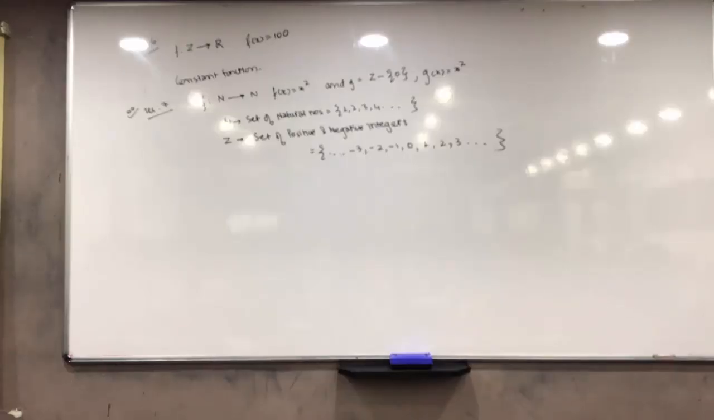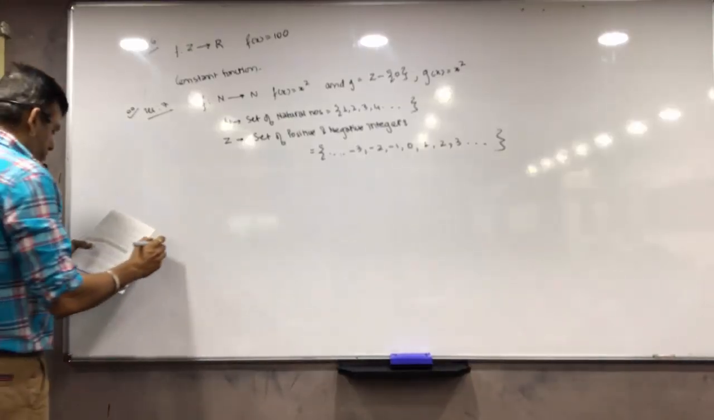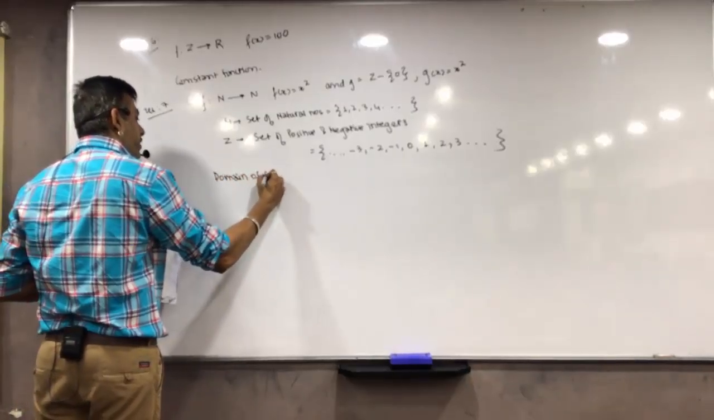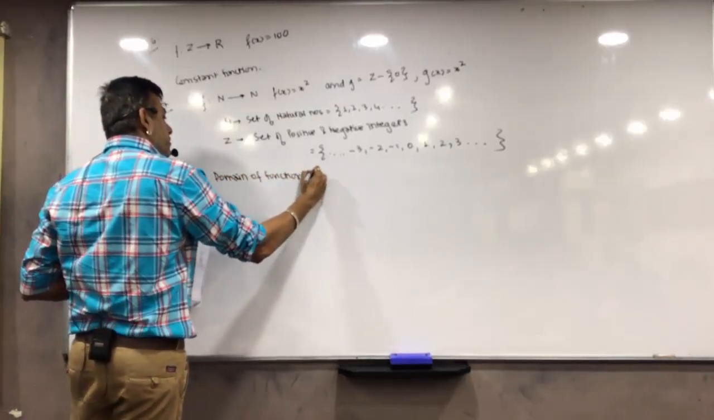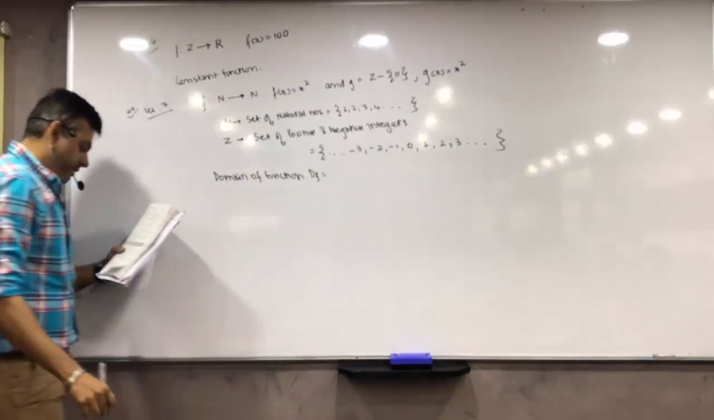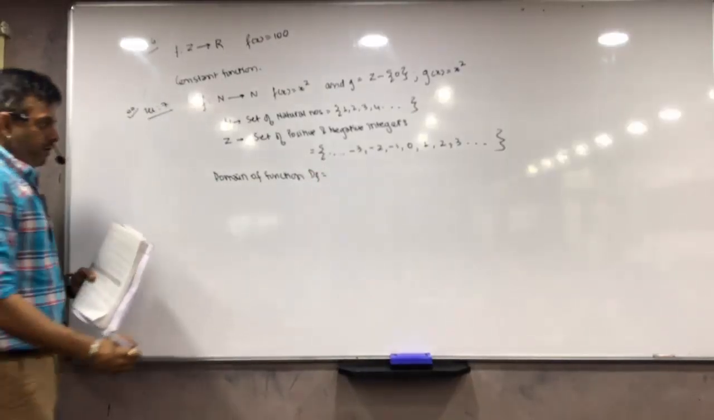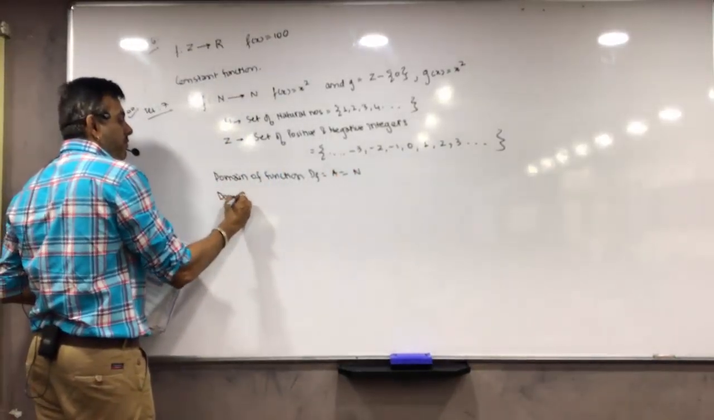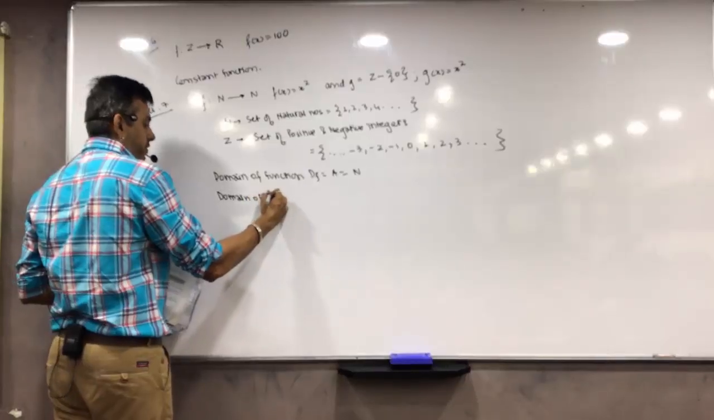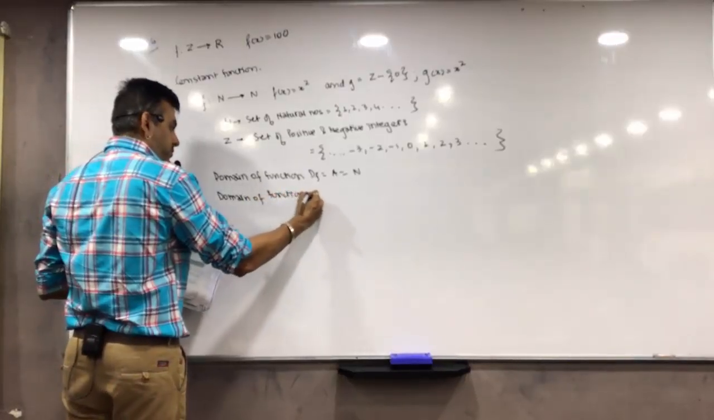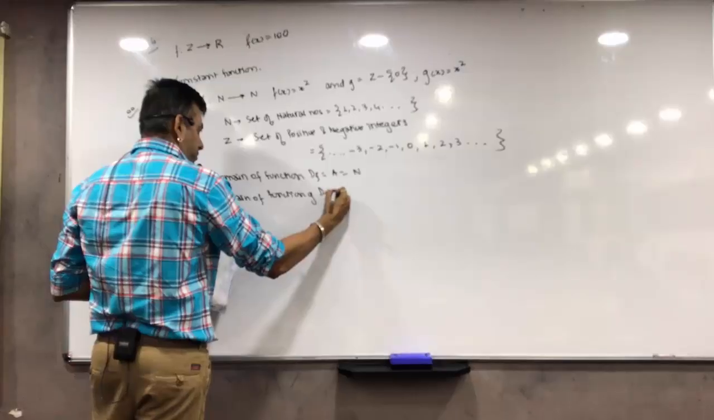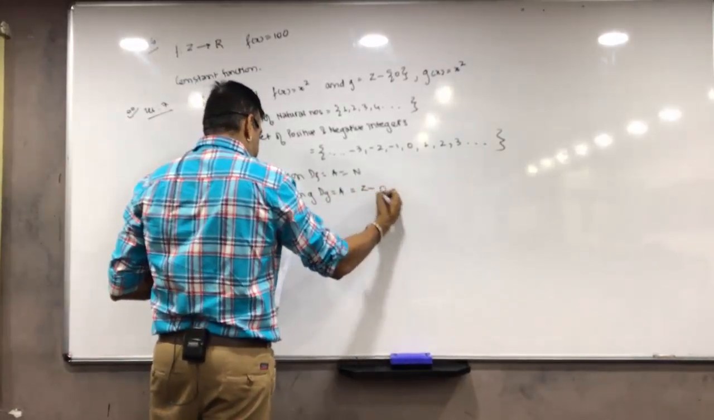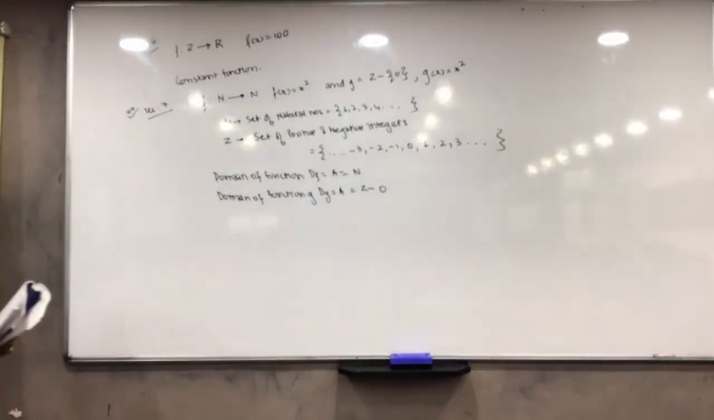So the domain of function f, we write D of f or A, it is fine. Which is equal to A, which is equal to N. Domain of function g, A, which is equal to Z minus 0. Now are they both the same?